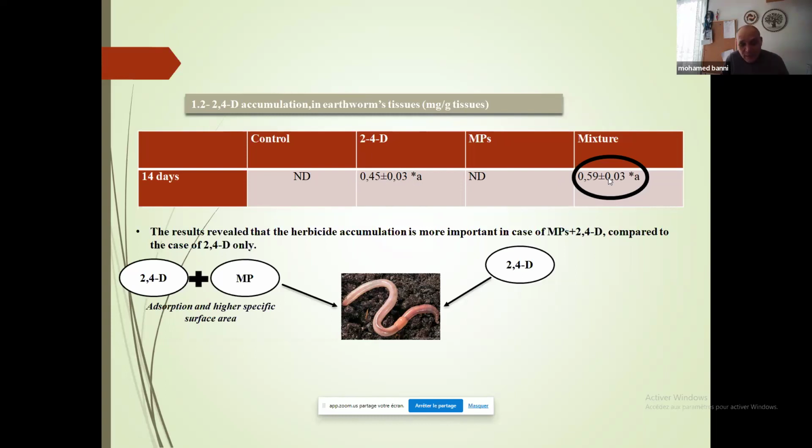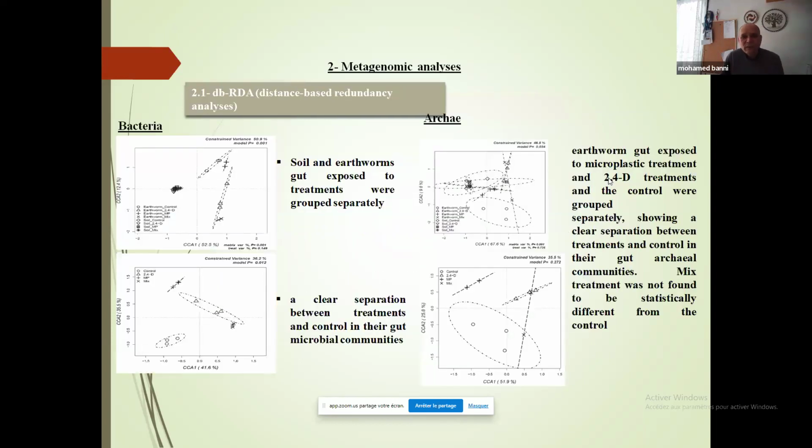But in other experiments performed in my lab, we demonstrated that microplastic can affect and increase the uptake of chemicals. So now we will go to the metagenomic analysis, but just to avoid confusion, I will be very simple. So please don't consider these very complicated images and so on. I will be very simple in the analysis.